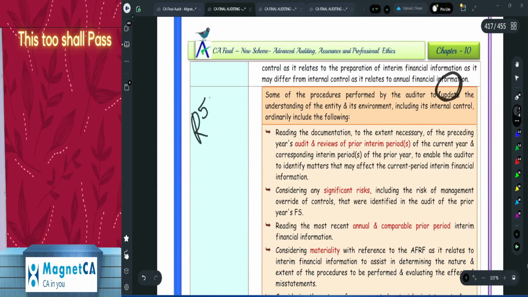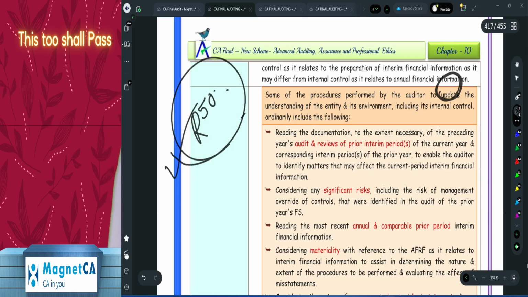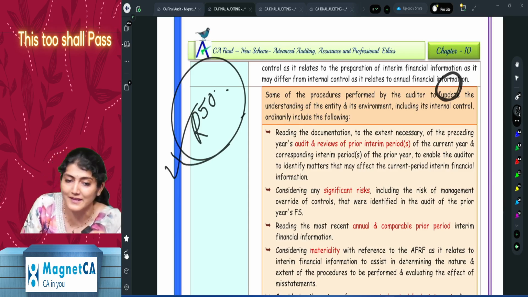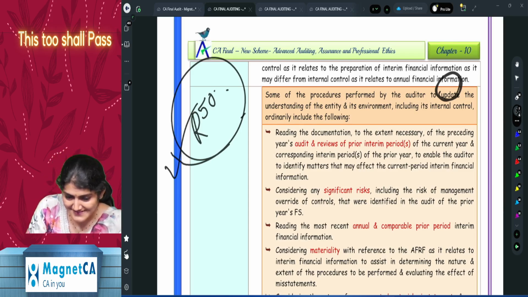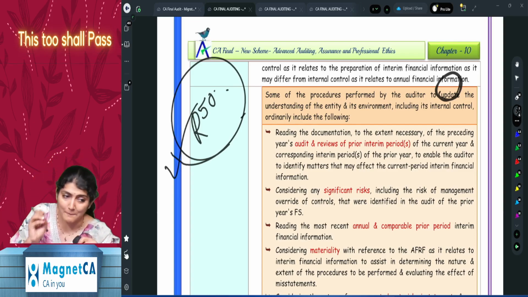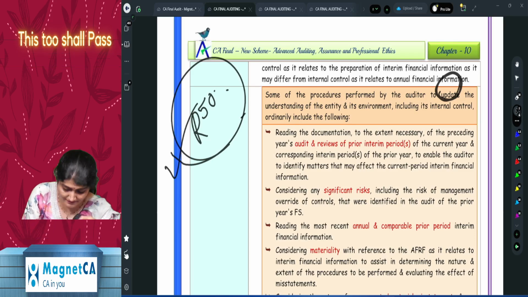This is R raised to 50. No surprise if I see a question on this coming in the exam. It's just a matter of when. Till the time it doesn't come, every marathon batch I'll keep on saying R raised to 50. So you don't worry about me. It's just a matter of when it comes, but it is certainly going to be seen because it's there in the study material of ICAI.